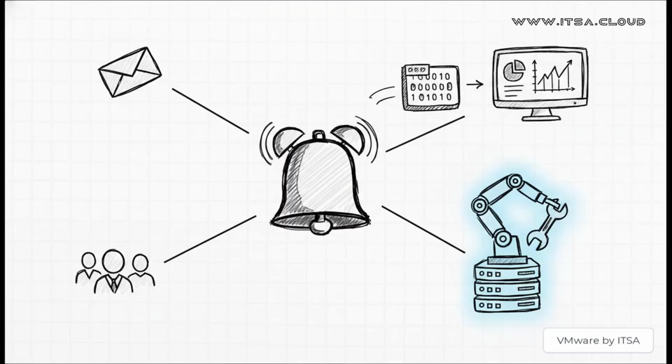But this is where things get really, really cool. Alarms don't just tell you there's a problem, they can actually do something about it. You can have them automatically send an email to your team, or an SNMP trap to a bigger monitoring platform, or, and this is a total game changer, you can have it run a custom script to maybe, just maybe, fix the issue for you.